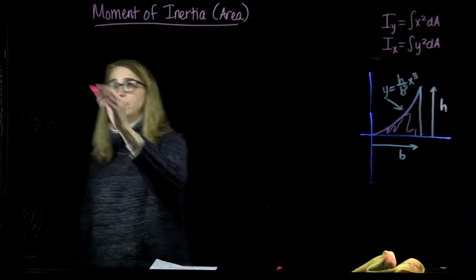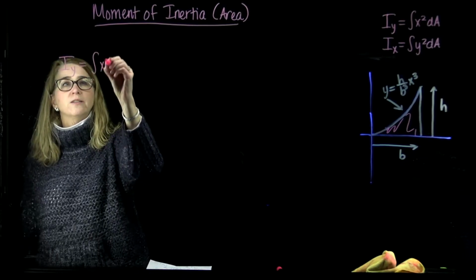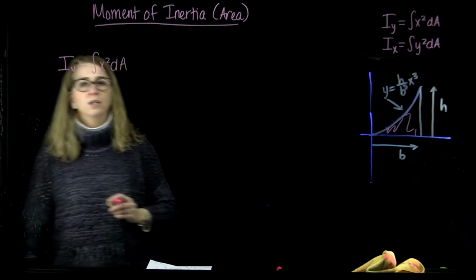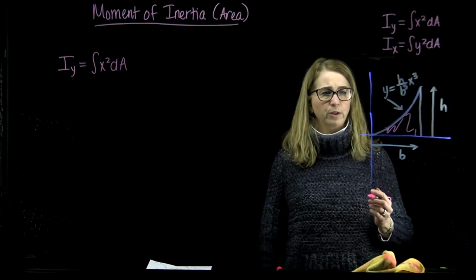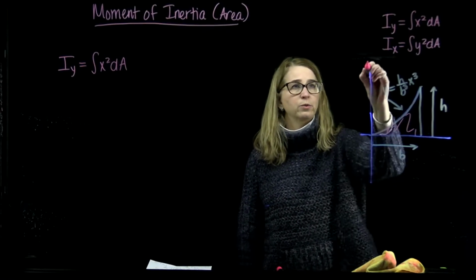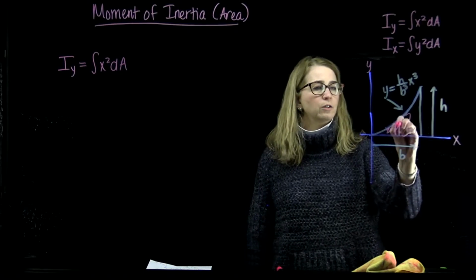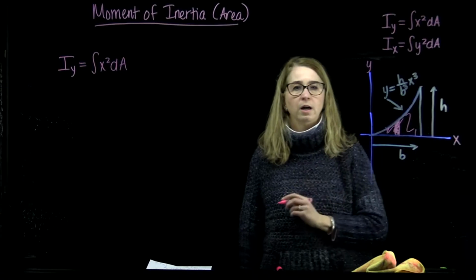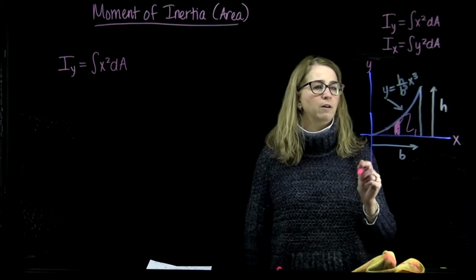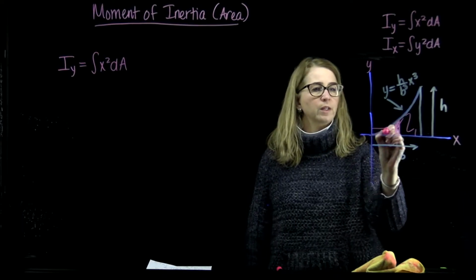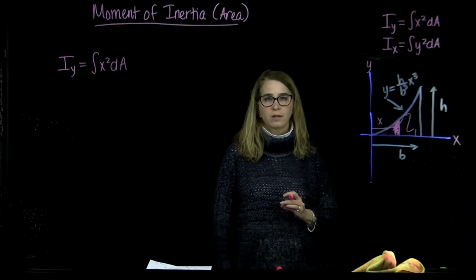So let's look at the first one, the moment of inertia about the y-axis, which is defined as x squared dA. So the idea here is, if we want to figure out how the area is distributed relative to the y-axis, which of course is here, here's the x, we're going to think of a vertical strip of the area in question, and think about where it is relative to the y-axis.